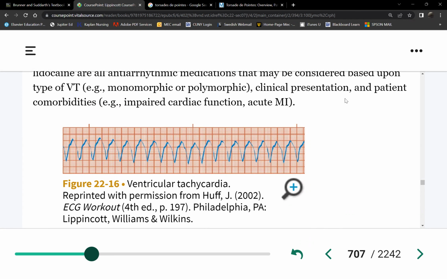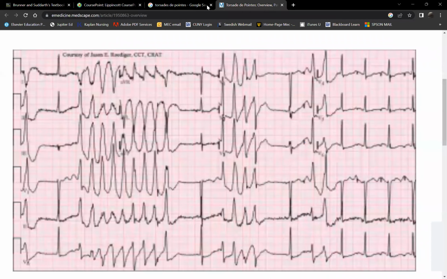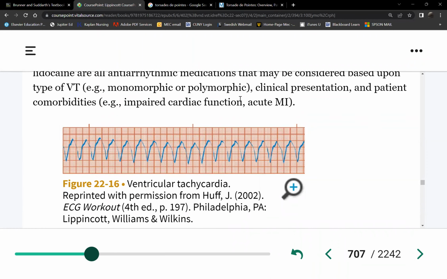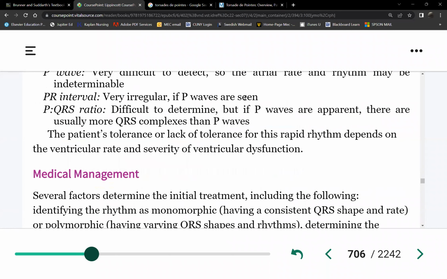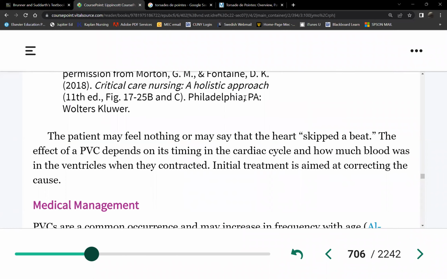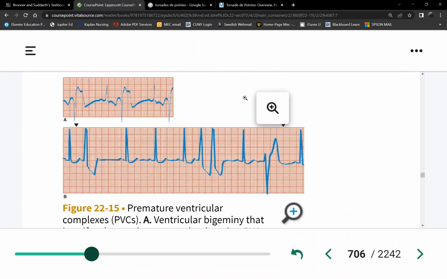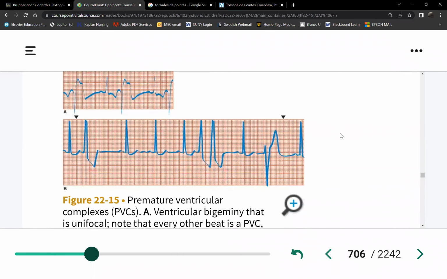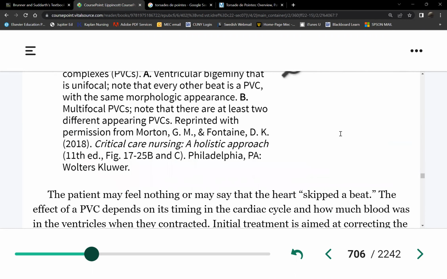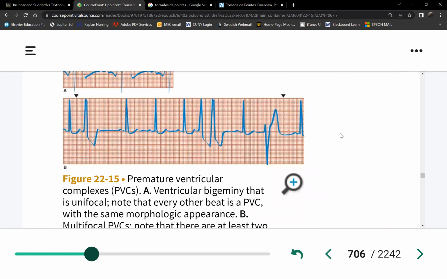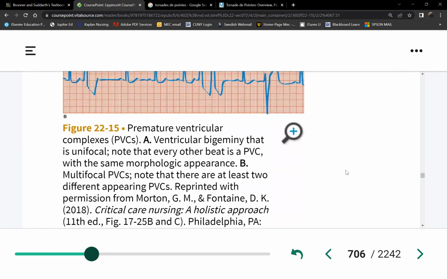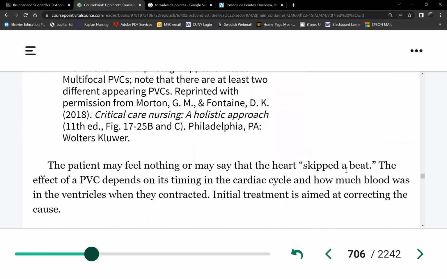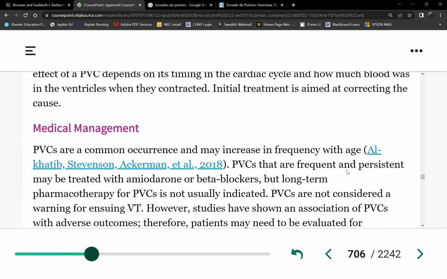Johnny, you had a question? That's okay. There's really no discussion about it. I'm just telling you that if they look the same, that's unifocal. If there are two of the same happening, it's a couplet. If there are three of them, triplet. Then more than five is most likely VTAC.